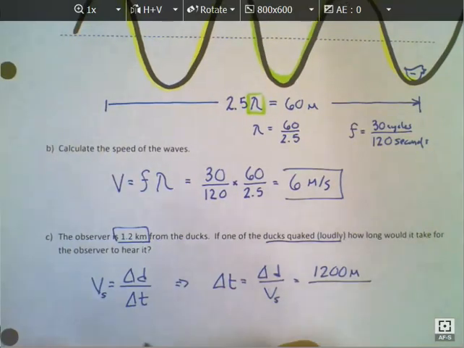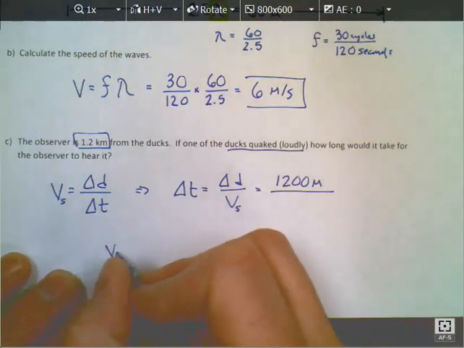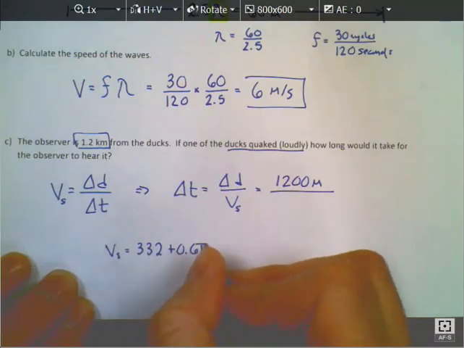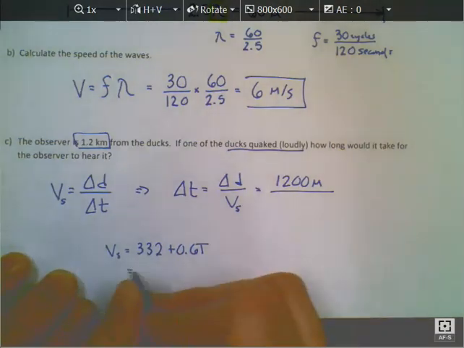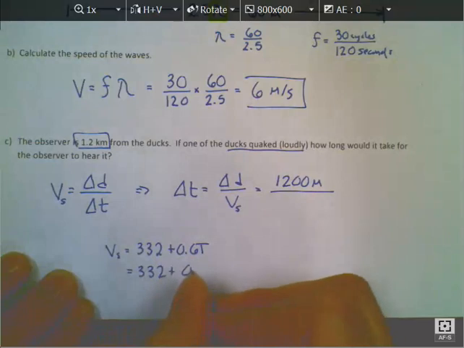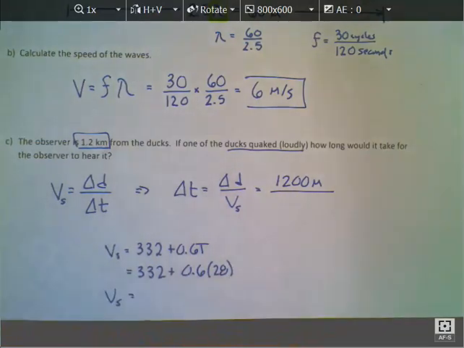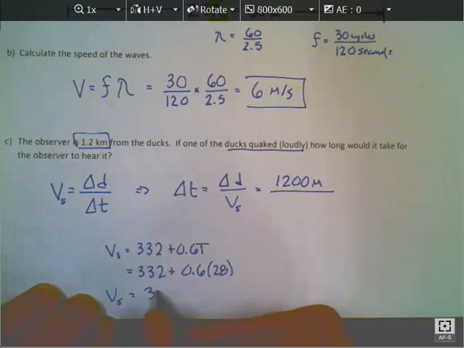If you recall the work that we did before, the speed of sound is 332 meters per second, and then we factor in the temperature at 0.6 T. In this case, the temperature was 28 degrees. So the speed of sound is a little bit faster in this situation than it is at 0 degrees, because the air molecules are moving more quickly. And so we get about 348.8 meters per second.